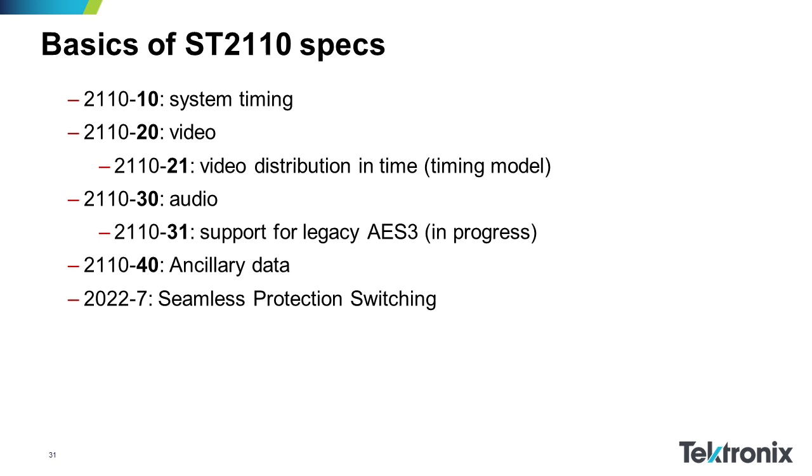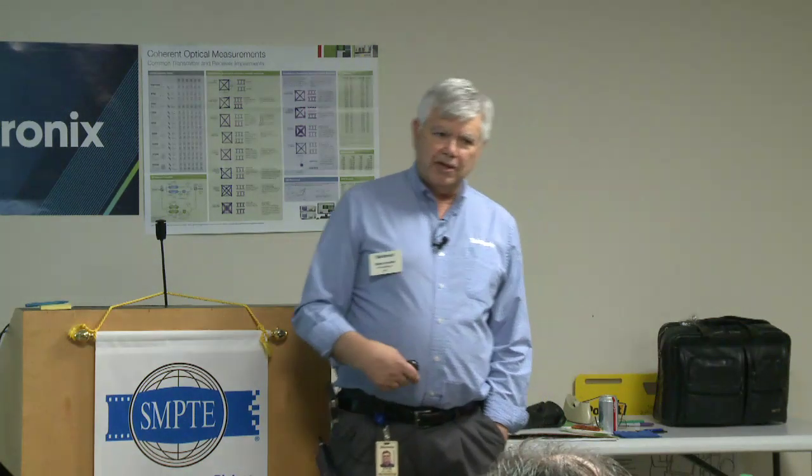The -30 is for AES-67 audio. But the problem with AES-67 audio is it doesn't support it when we want to send data over that, i.e. any type of compressed information. It also throws away a whole lot of the metadata. So that's why -31 got developed, and it isn't in progress, it's published.